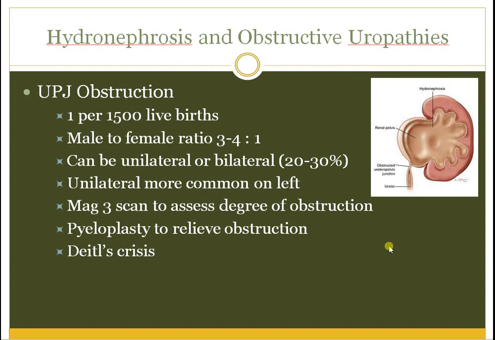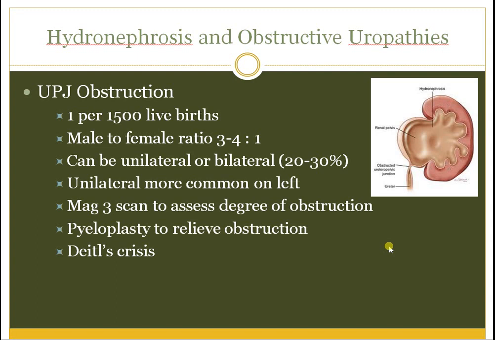Because hydronephrosis just means dilatation of the collecting system. Some people can have just a dilatation as a normal variant without any obstruction. Hence, MAG3 can help in those cases to differentiate. And when you have this, you do the pyeloplasty, to relieve the obstruction.